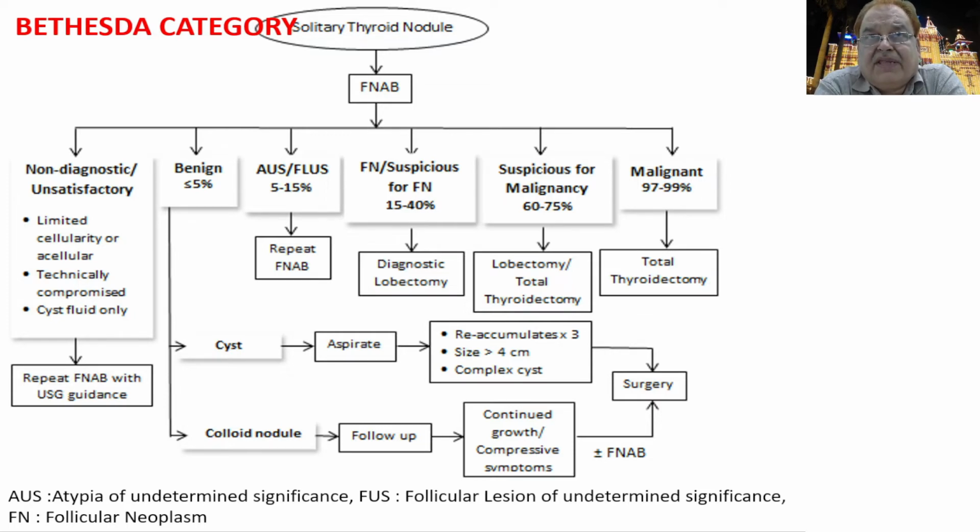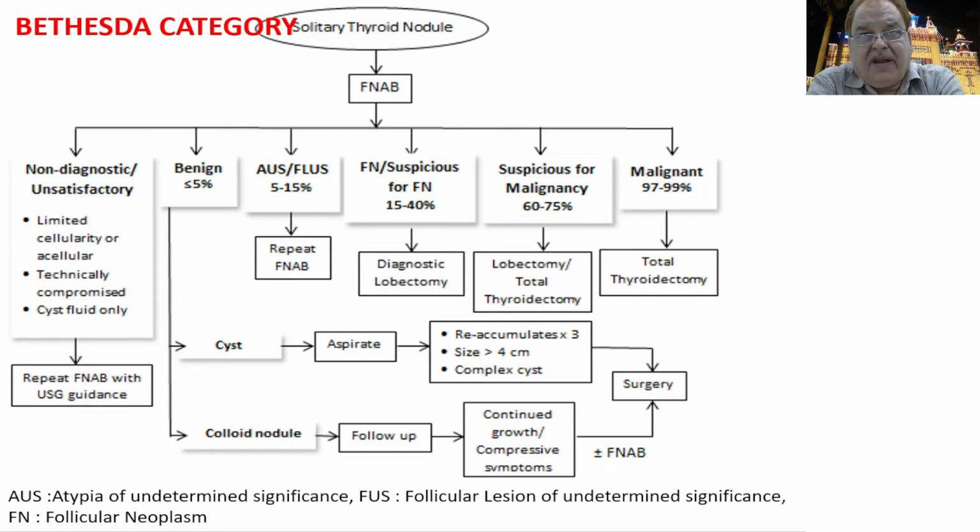This is called the Bethesda category, and there are 6 categories. First, you have done the FNAC, but you are not sure what it is. There are a few cells which are seen. Technically, it is not a good slide, or if there is cystic fluid, then you label it as non-diagnostic or unsatisfactory.